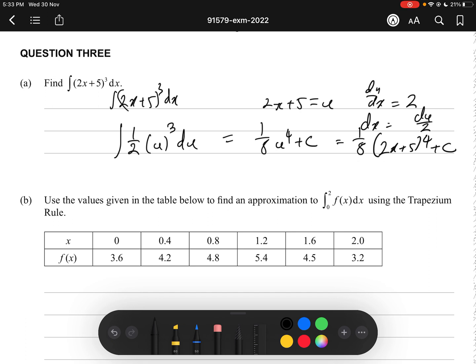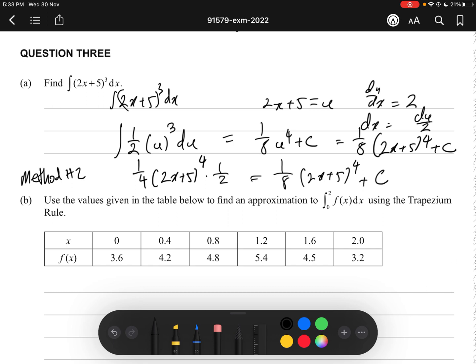So in this case, you can just follow a very simple standard power rule. So method 2, we can use our power rule instead. So 3 plus 1 is 4, and we divide by the new power, which is 4. So we have 1 quarter times (2x + 5)^4. And we divide by the derivative of the inner function, which is 2, the same as multiplying by 1/2. And that is 1 over 8 times (2x + 5)^4 plus c. And that is exactly the same answer that we got with our substitution.